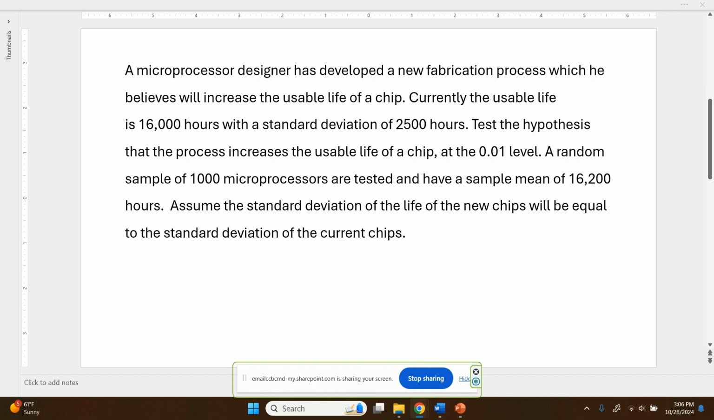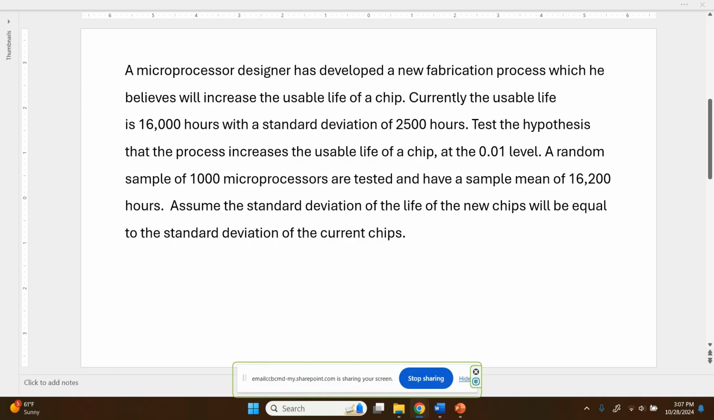A random sample of 1,000 microprocessors are tested, and they have a sample mean of 16,200 hours. Assume the standard deviation of the life of the new chips will be equal to the standard deviation of the current chips.